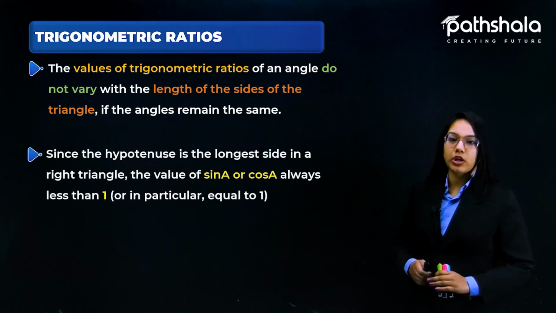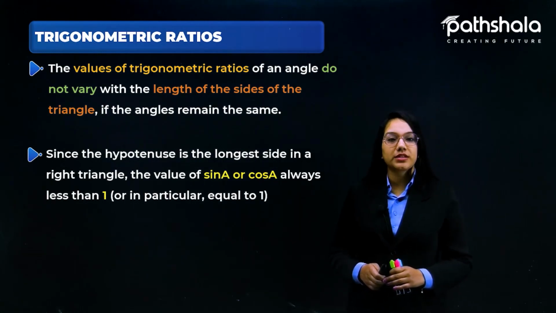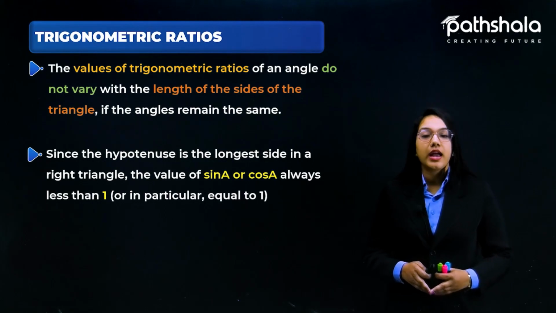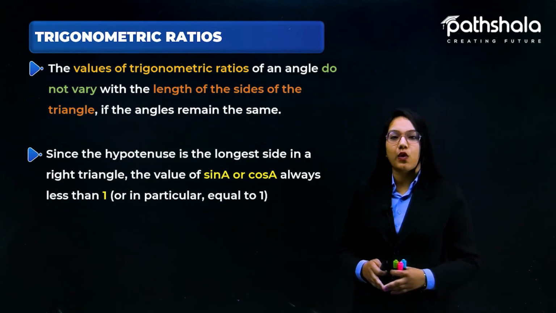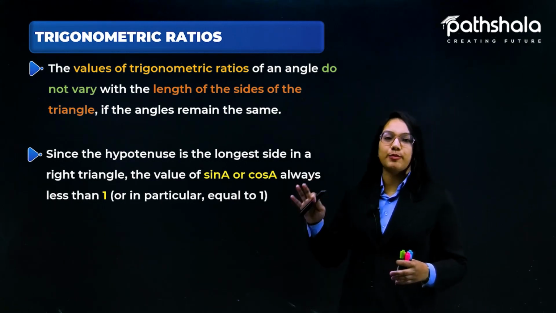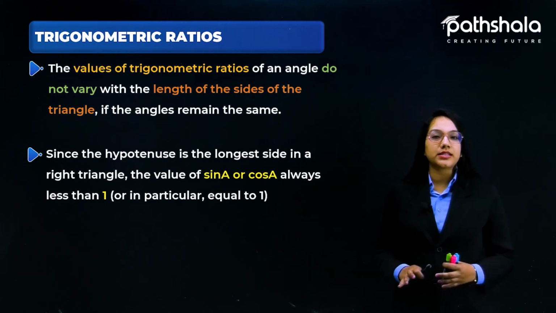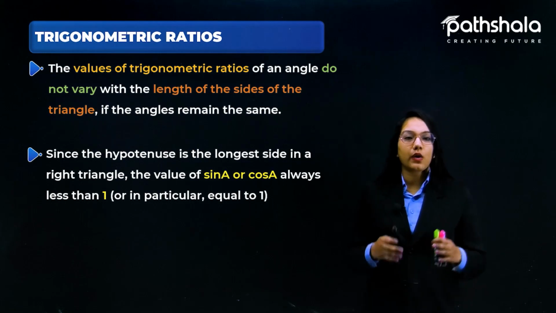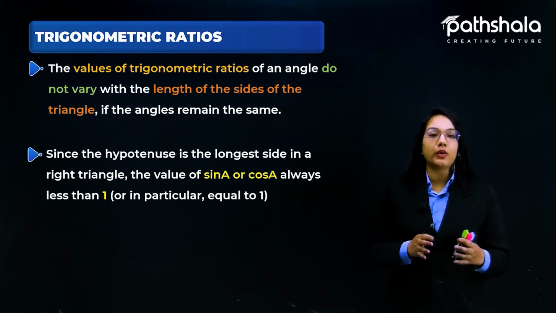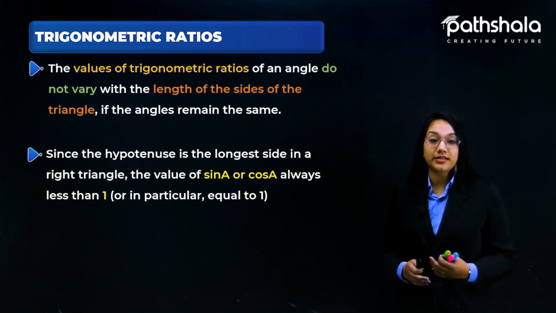Now let's just talk about the third one. Since the hypotenuse is the longest side in a right triangle, the value of sine A or cos A is always less than 1, or in particular equal to 1. So this is a very special important remark: since the hypotenuse is the longest side, sine A and cos A always remain less than 1, or can be particularly equal to 1, but never more than 1.